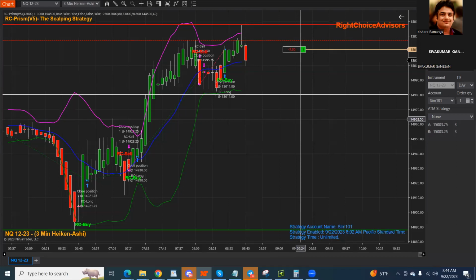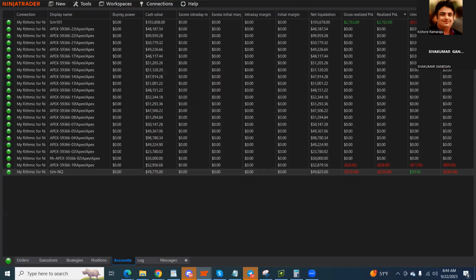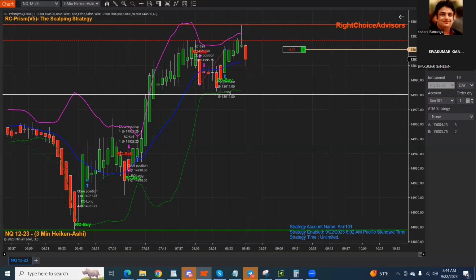If you want to trade minis, you need a minimum of $10,000. If you want to trade with micros, 2,000 to 3,000 is good enough. You can set target profit and stop loss. There are some strategies with trail stop loss. You can set all those things.